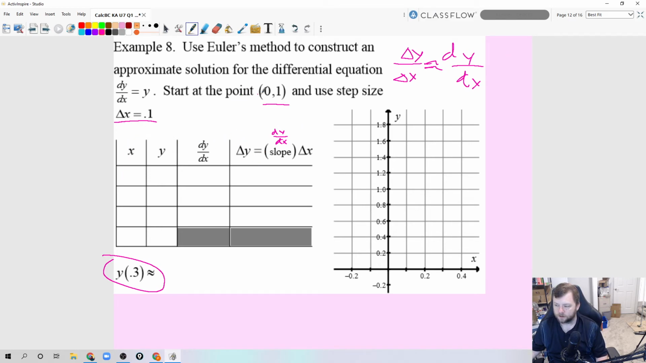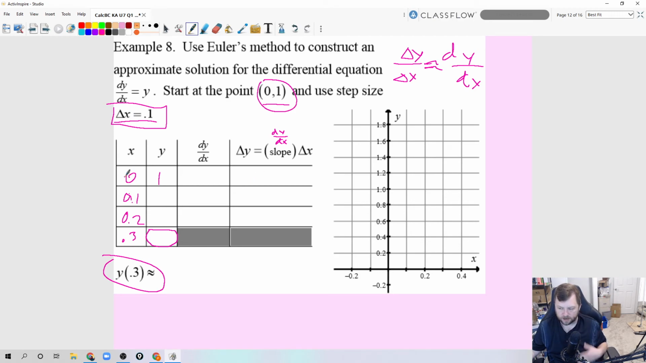So here's how this works. We're going to start at a point. This is where I start with my x, y, so 0, 1. My goal is to keep going across and keep doing steps until I get to y of 0.3. So 0.3 would be down here, and I want to find this y value. One thing to notice here, my delta x is 0.1. So that means my x value every time I go down is going to go up 0.1. Just like this.